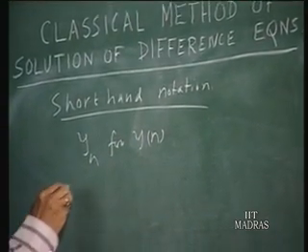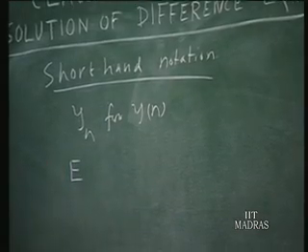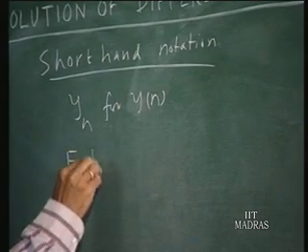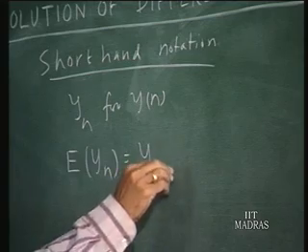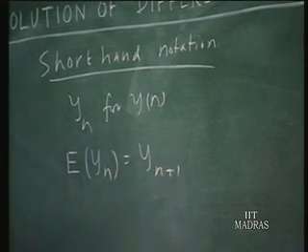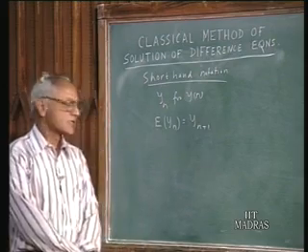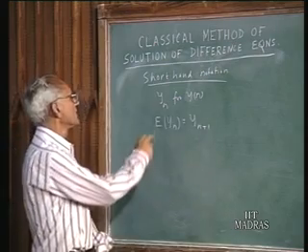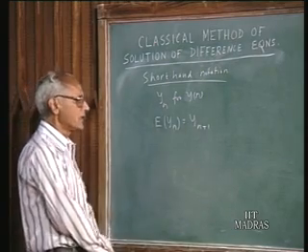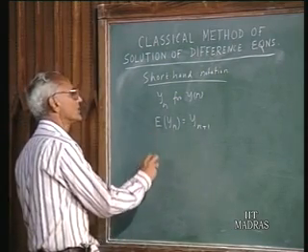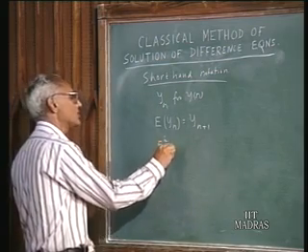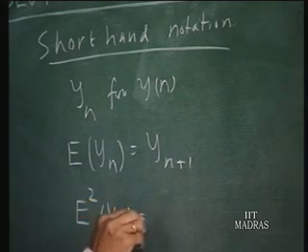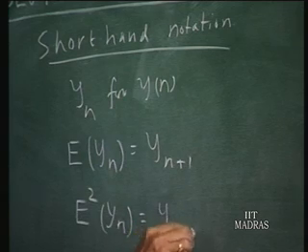Secondly, we use operator E operating on yn equals yn plus 1. Just like you use capital D derivative operator in differential equations, let us use the symbol E. E operating on yn increments the argument by 1. So, Eyn is yn plus 1. Suppose you write E squared yn, it means this is the same as yn plus 2, and so on and so forth.